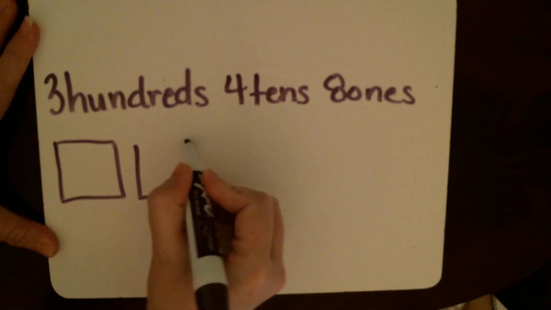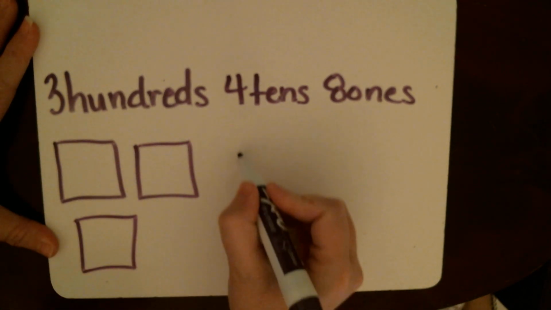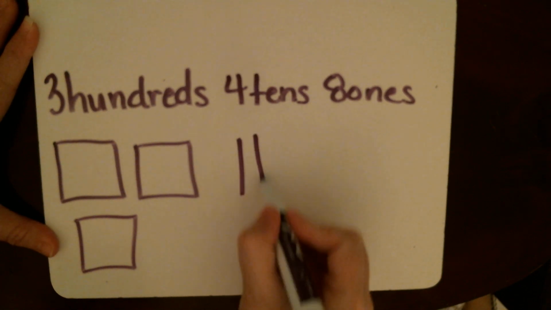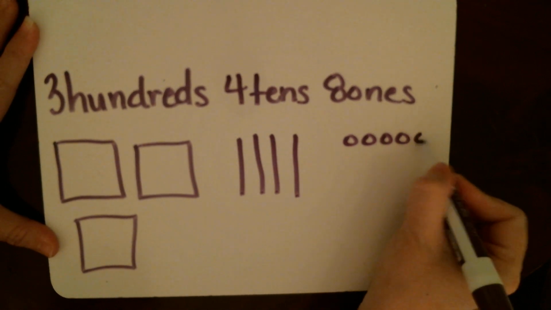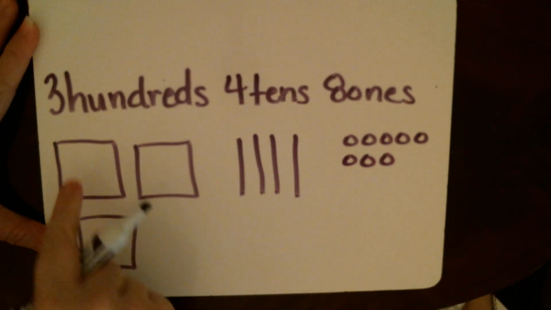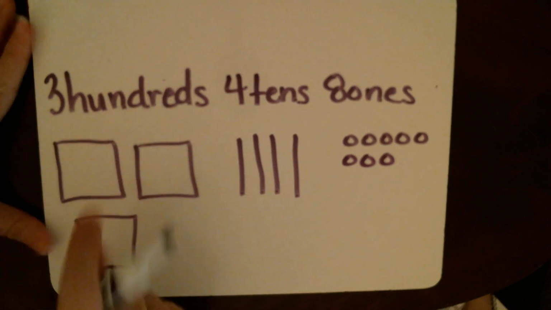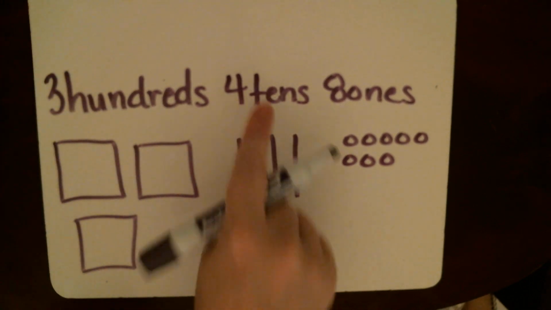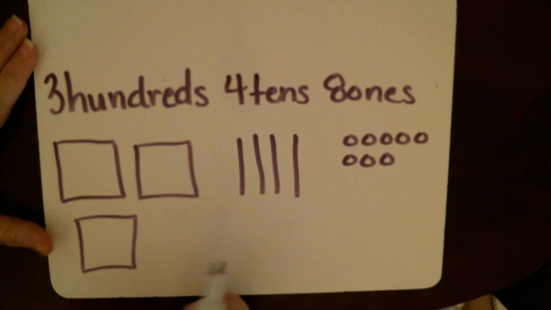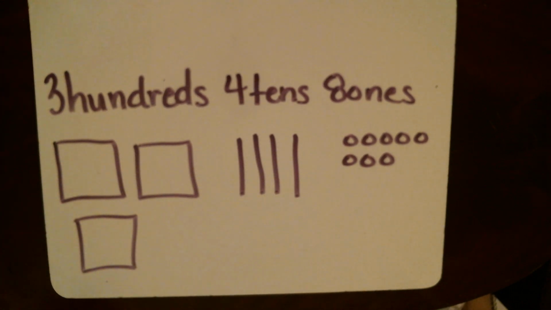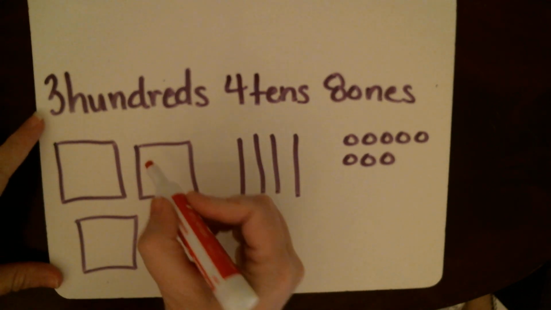We had hundreds, and then tens, and then our ones. Okay, this is 3 hundreds, 3 of those hundreds blocks. Okay, 4 10 sticks and 8 ones. And remember, if we don't have enough tens to subtract, we're going to have to go and get some more tens by breaking one of those hundreds into 10 tens. Okay, remember how we did that?